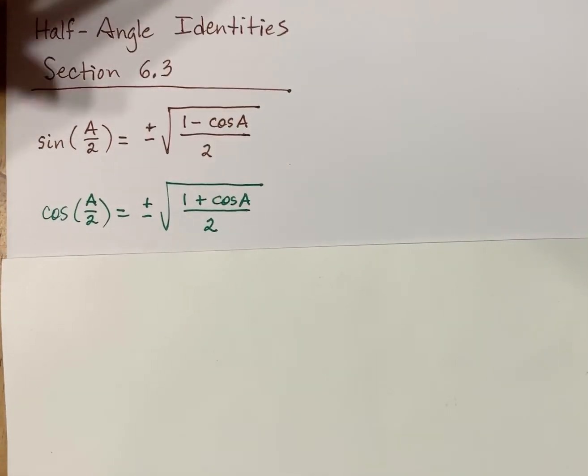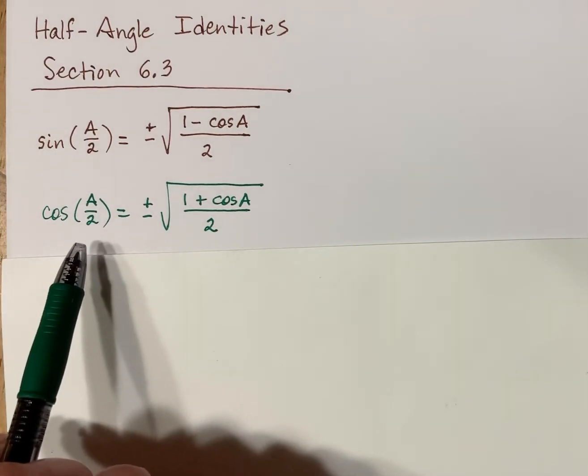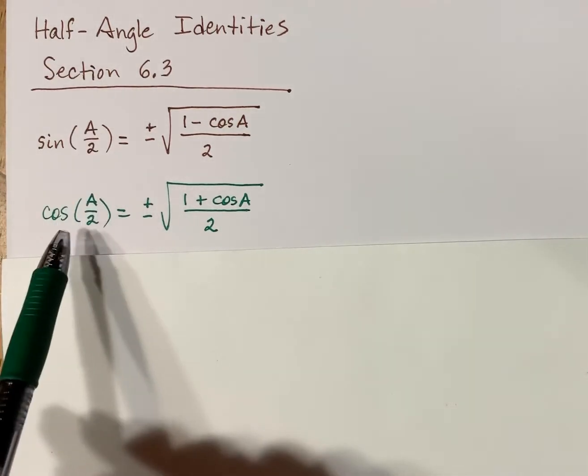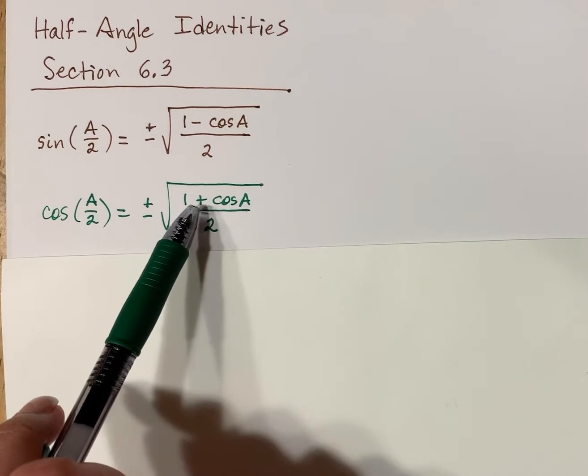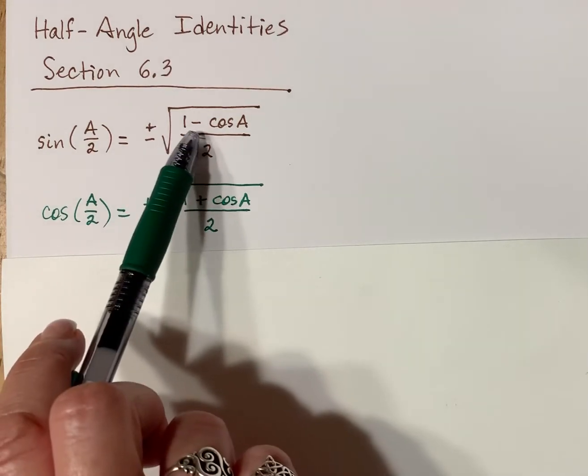This is the formula for cosine of half an angle. It looks very much like this sine formula. The difference is there's a plus sign here in the numerator. Here there's a minus sign.